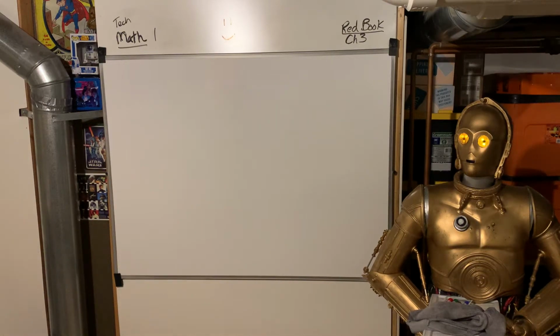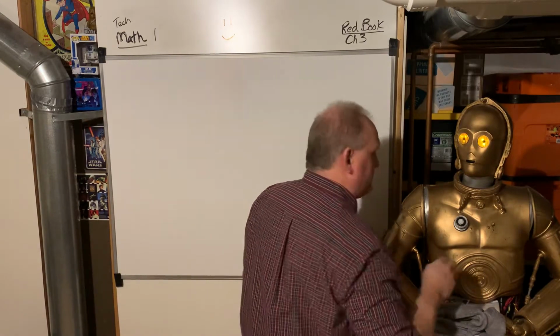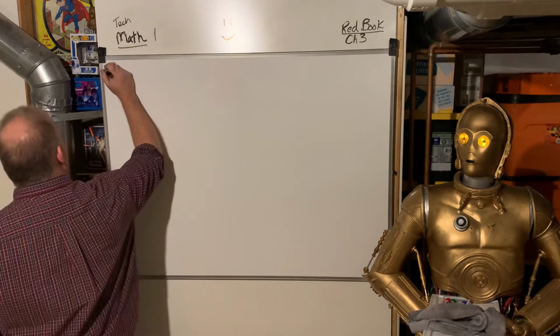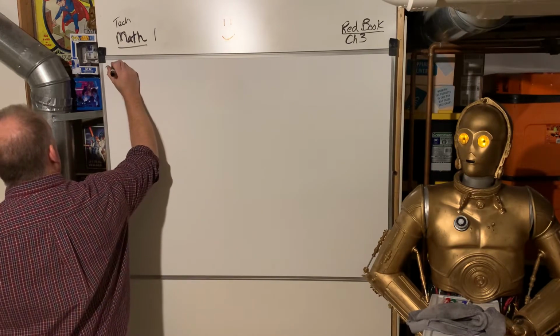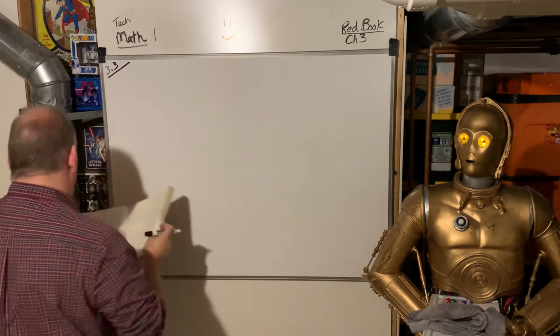Okay, we're back. This is Techmath1. We're looking in the red book, chapter 3, and we're doing 3.3. So this is an algebra review. So what are we doing here?